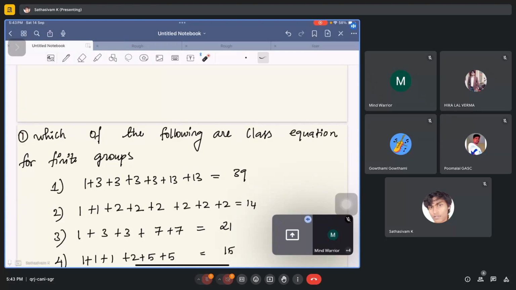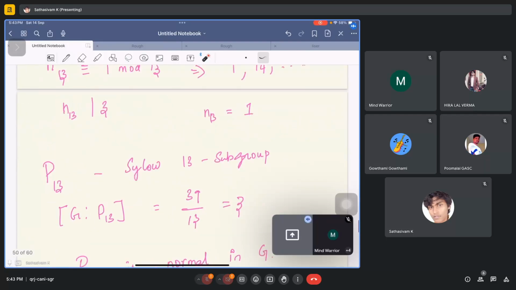So we assume it is not a cyclic group. If you take an abelian group, the class equation will be 1 plus 1 plus, like everything has to be 1. So we can assume that it's not an abelian group.